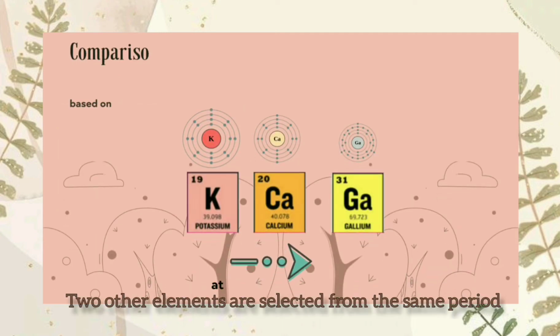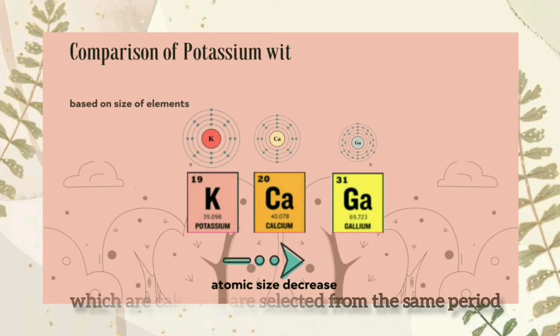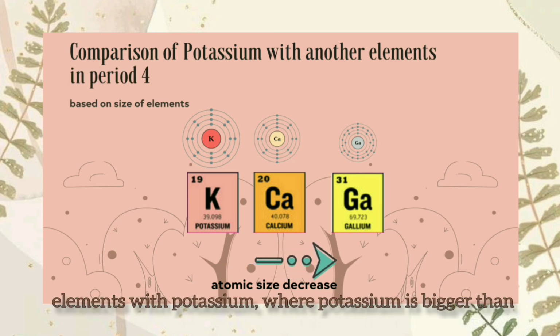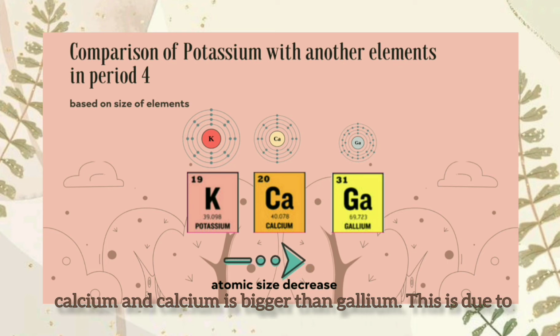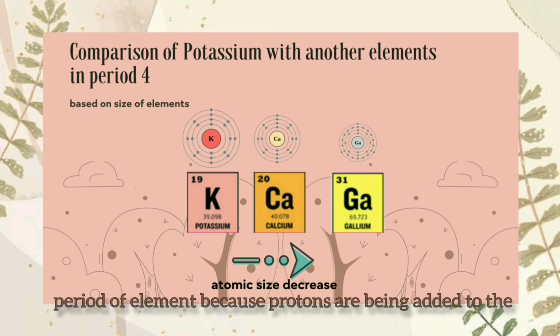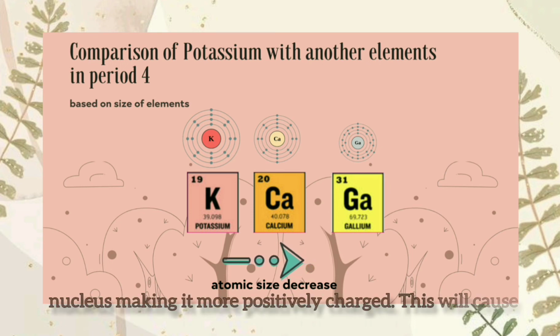2 other elements are selected from the same period, which are calcium and gallium, to compare the size of the elements with potassium, where potassium is bigger than calcium and calcium is bigger than gallium. This is because atomic size gradually decreases from left to right across a period, as protons are being added to the nucleus, making it more positively charged.